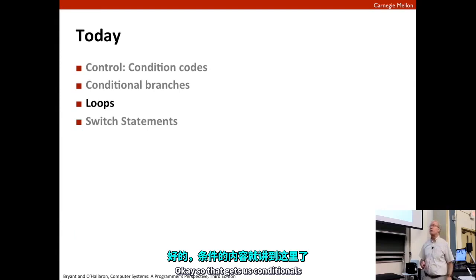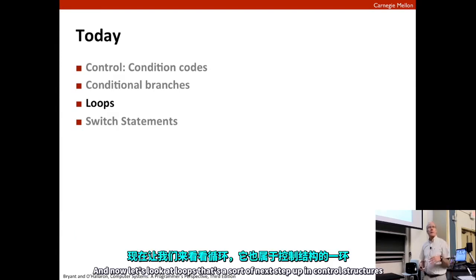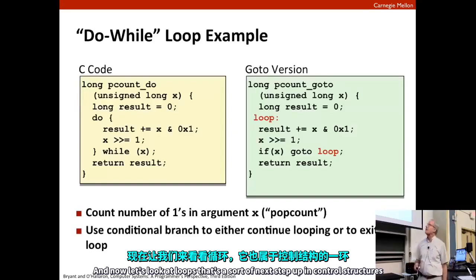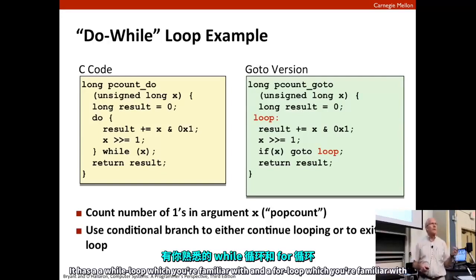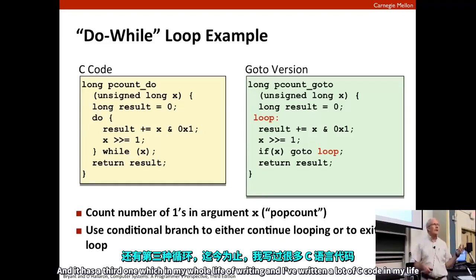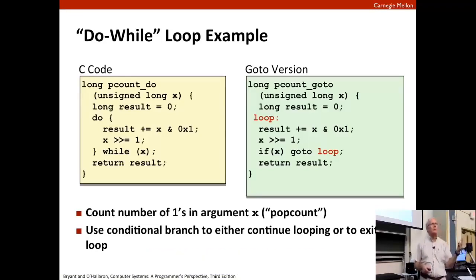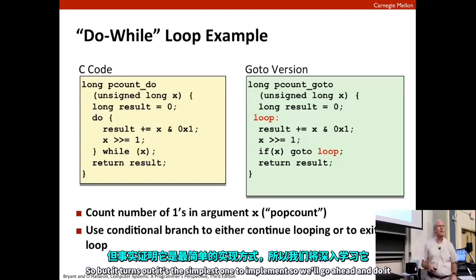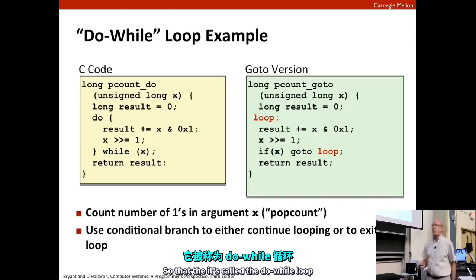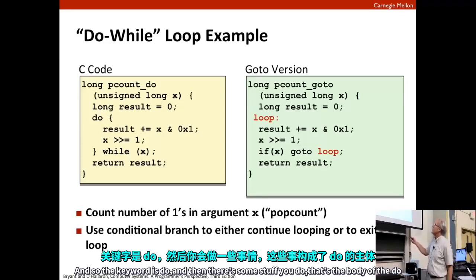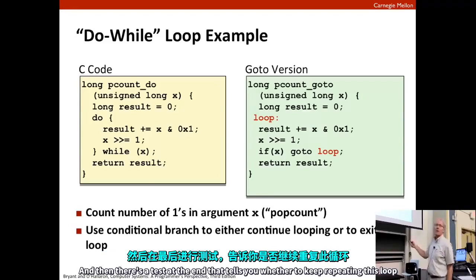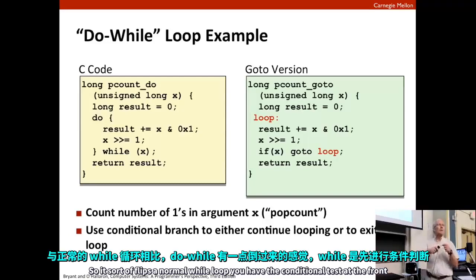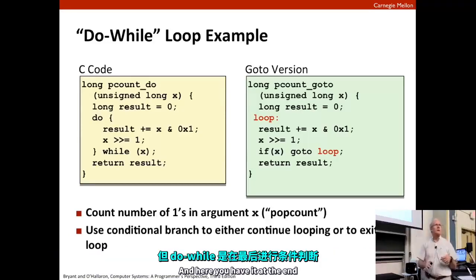Okay, so that gets us conditionals. And now let's look at loops. That's the next step up in control structures. And C actually has three different kinds of loops. It has a while loop, which you're familiar with, and a for loop, which you're familiar with. And it has a third one, which in my whole life of writing, and I've written a lot of C code, I've used about 6 times. But it turns out it's the simplest one to implement, so we'll go ahead and do it. It's called the do while loop. The keyword is do, and then there's some stuff you do, that's the body of the do. And then there's a test at the end that tells you whether to keep repeating this loop. So it sort of flips a normal while loop. You have the conditional test at the front, and here you have it at the end.